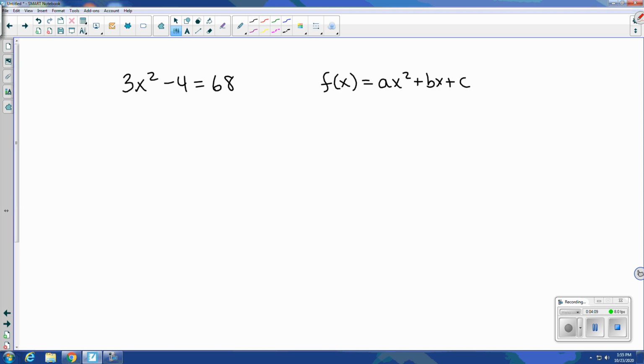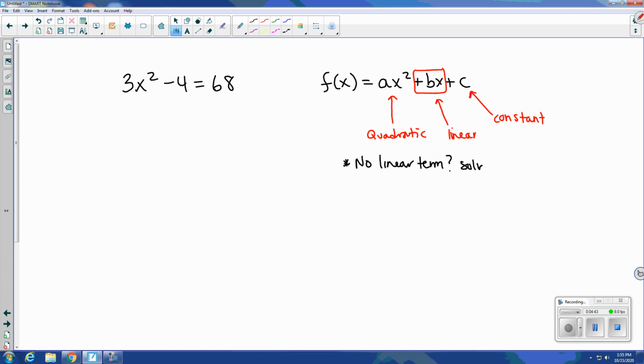We can directly solve for x as long as the linear term is non-existent. So this is our linear term, and just to define, when we have the square term, that's our quadratic term. This is our linear term. And this is our constant term. So when the linear term does not exist, we can solve directly for x. So let's make a note of that. No linear term, solve directly for x.